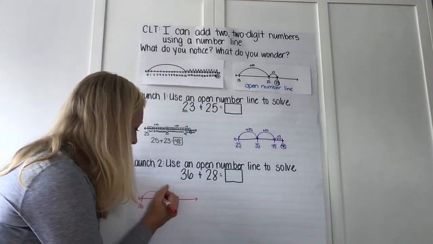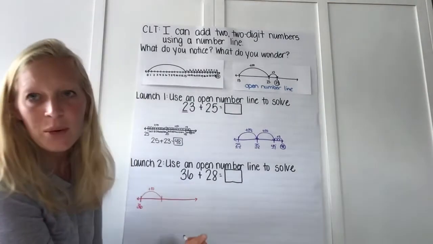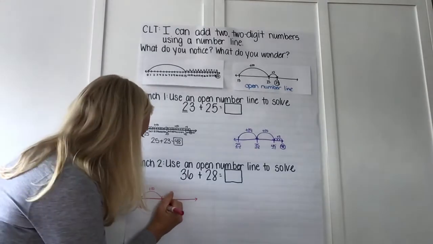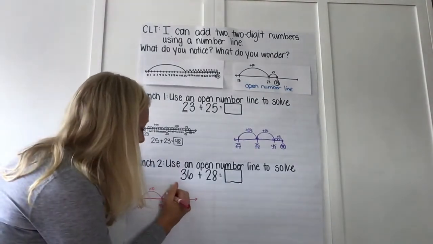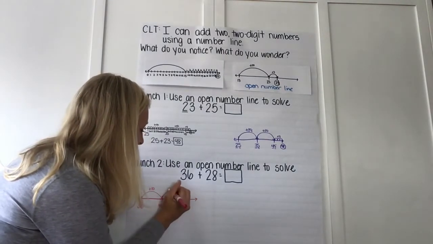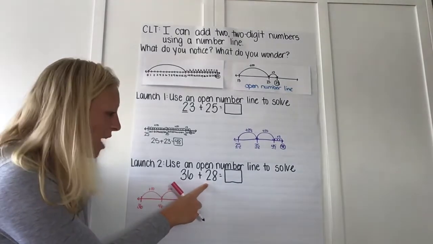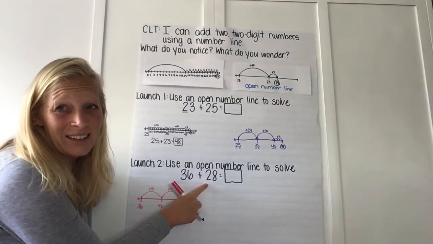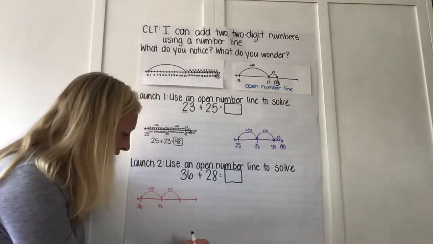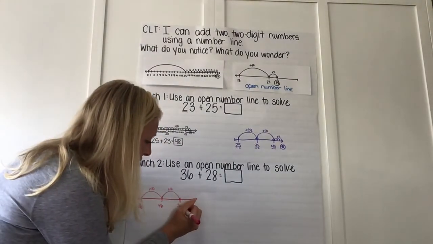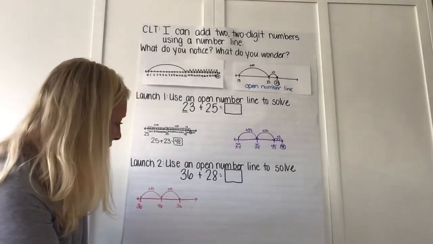We're going to jump a 10. When we jump a 10, what do we land on? 46. And what are we going to do next? Okay, we're going to jump 10 more. And why 10 more? Because we're adding 28, right? So if we're adding 28, how many 10s do we need to add? We need to add 2 10s. So when we add that second 10, what do we land on? 56. And then what are we going to do?